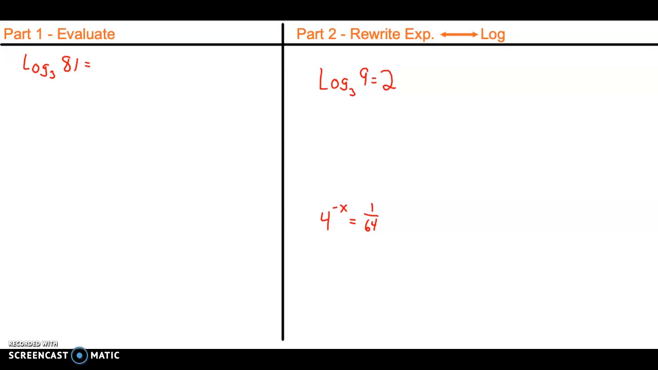Buddy, these are the notes for Algebra 2 Trig, week number 4, talking about logarithms.